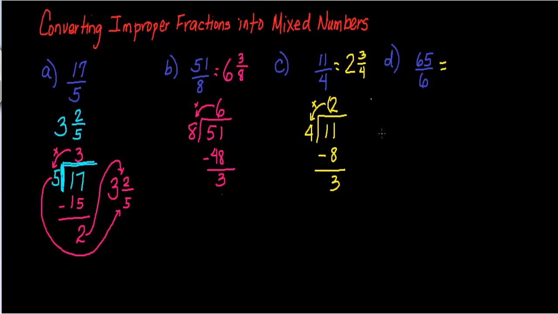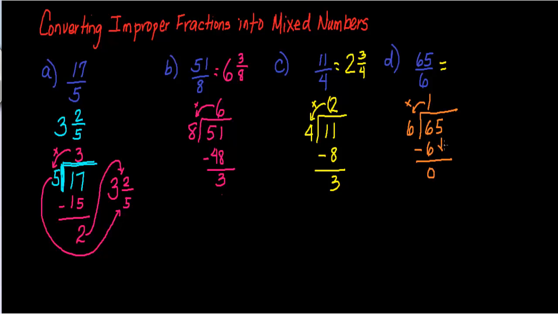Let's do this one. The horse stays outside the house, the man goes inside the house. 6 divided into 65. Well, I know 6 goes into 65 10 times because that will make 60, right? But let's do this the right way. 6 divided into 6 is 1, and you multiply 1 times 6. You get 6. You subtract, you get a 0.